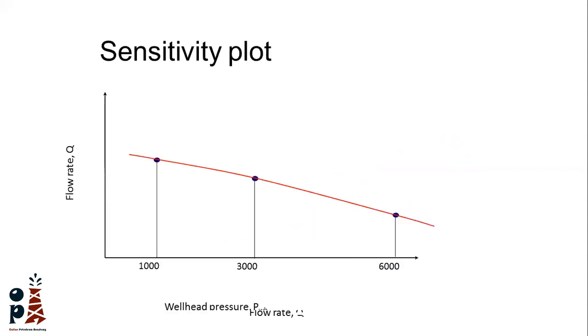And as we see here, it's a sensitivity plot showing it can be done for the wellhead pressure, it can be done for the gas oil ratio, for anything, to see the effect of each parameter on the total rate.